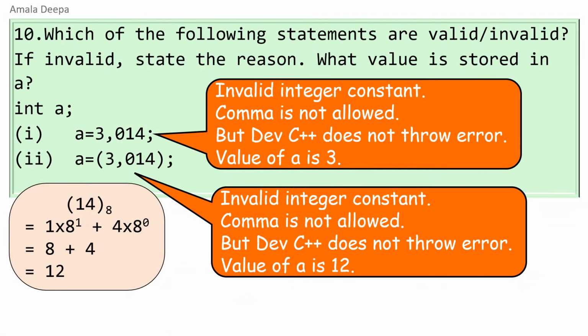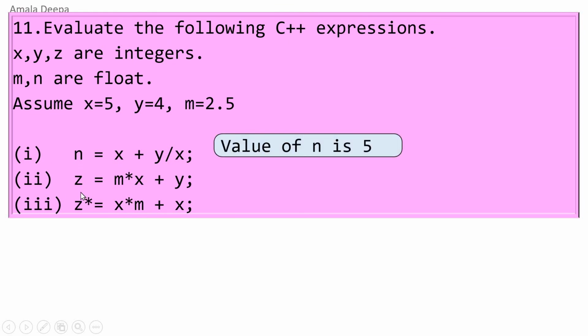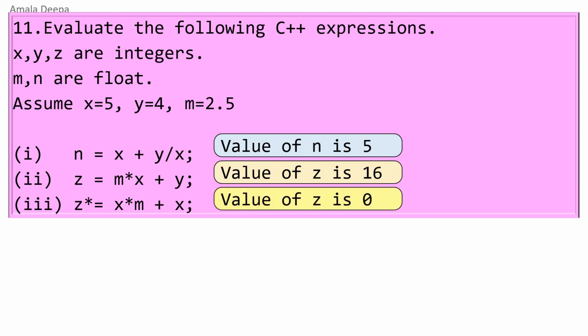The 11th question is, evaluate the following C++ expressions. X, Y, Z are integers, M, N are float. Assume X is equal to 5, Y is equal to 4, M is equal to 2.5. For the first assignment statement, the value of N is 5. For the second one, the value of Z is 16. The third one, the value of Z is 0. I will show you how I arrived at these values.